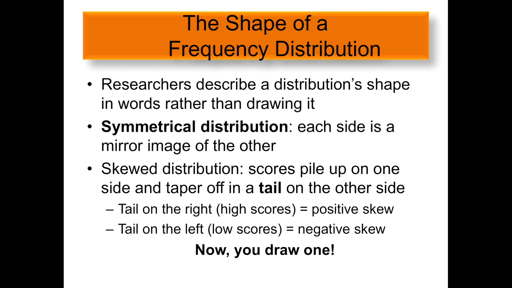Okay, so just take a second and draw a couple, right? It's not too hard. You just make a little bell-shaped curve or a negatively skewed distribution or positively skewed distribution. Just take a couple seconds and draw a couple.